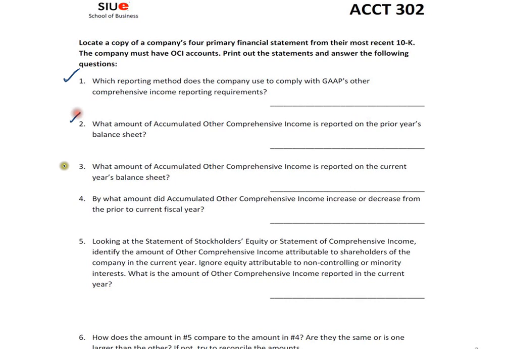In 2 and 3, what you're going to look for is the AOCI, last year's and this year's balance. And then number 4, you're just going to take the difference. And then number 5, we're going to look at the other statements and find the amount in number 4 down here.